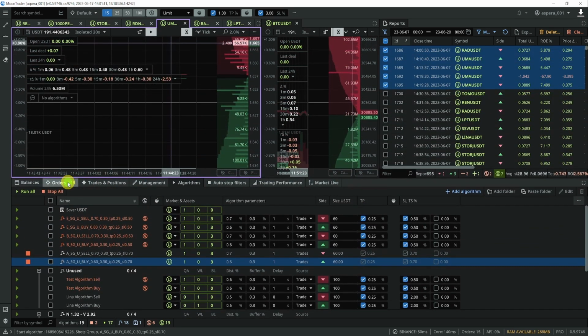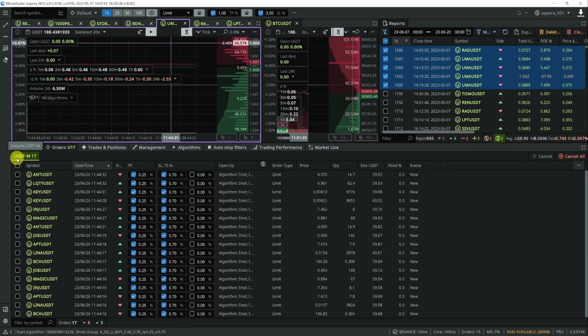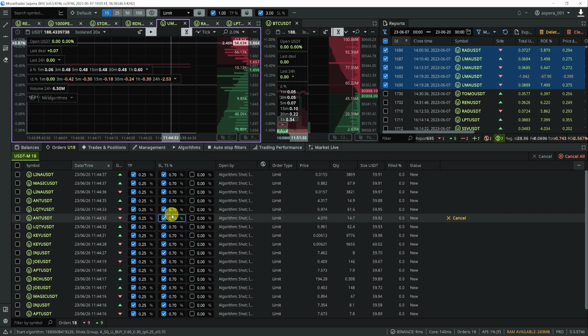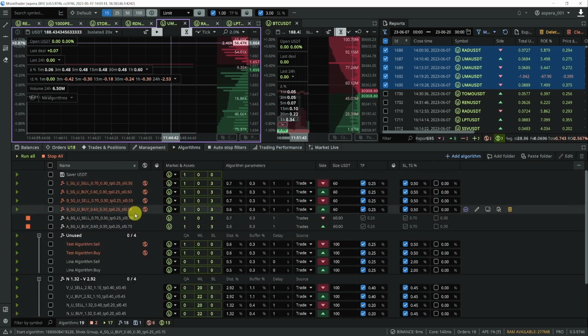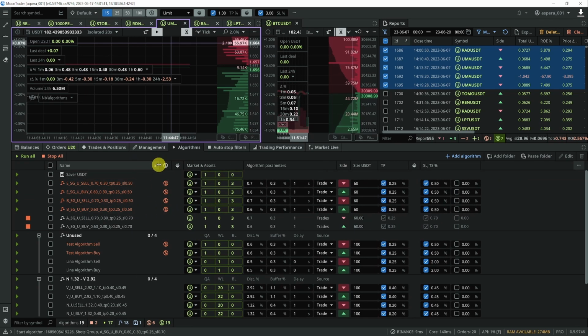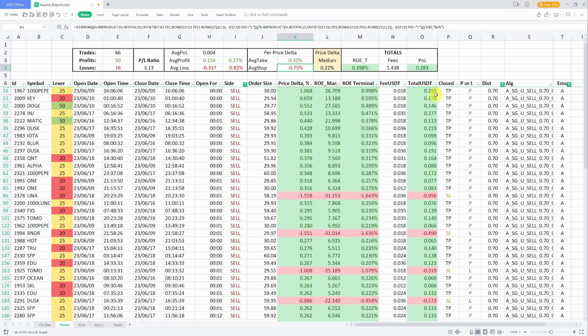Let's see what orders we have. Yeah, they are running. And here is the stop loss at 0.7. Now, what about those emulation algorithms? The ones that are clones of my true algorithms, I don't think I would need them anymore. What I'm more interested in is the ones that go beyond 0.5 on the BTC volatility. Let's go to the reports and I'll show you what I mean.